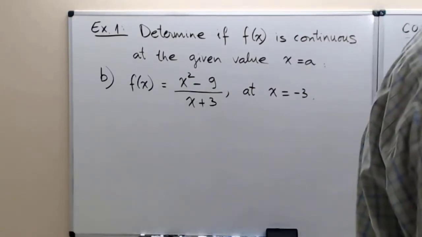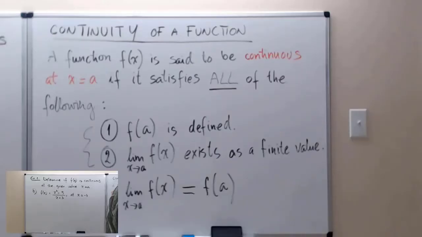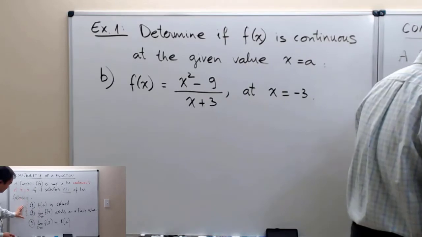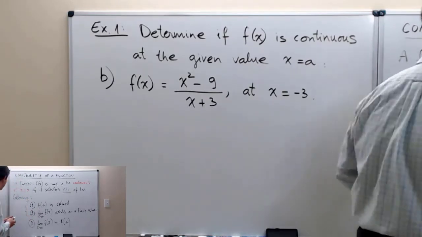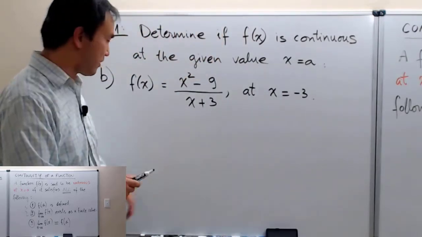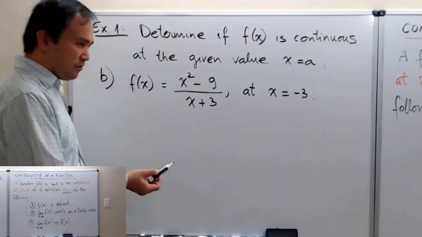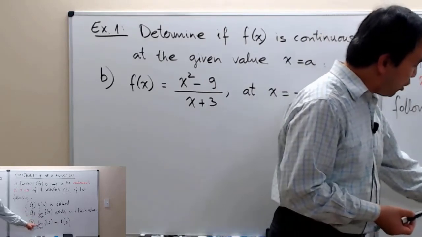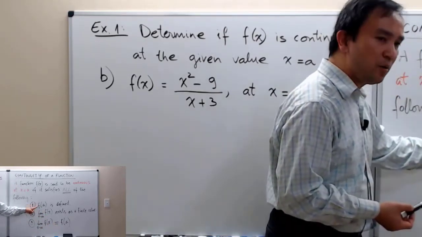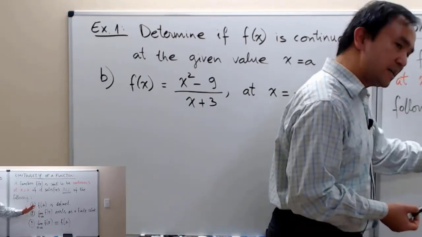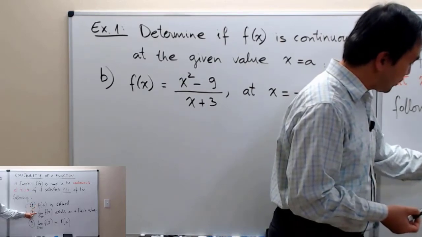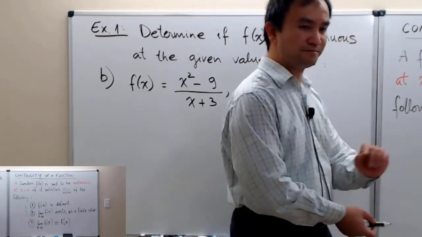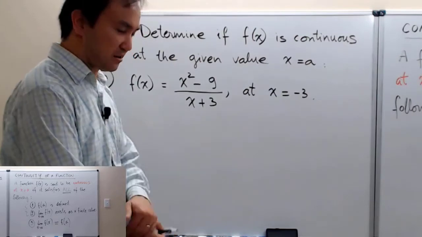This time, let me bring the two boards together so that we can keep the definition of all the requirements for being continuous listed here, and apply it live to our current problem. There is no way to have this equality if any one of these requirements fails. In other words, as long as one of these requirements fails, automatically the very last requirement will fail as well. So keep that logic in mind.